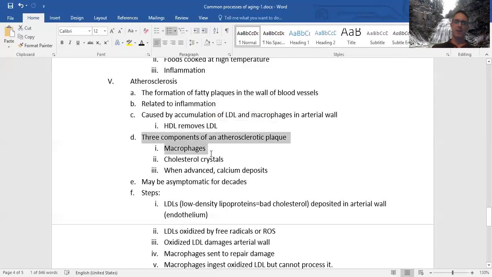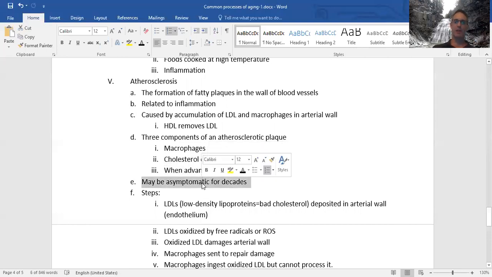There are three basic components of an atherosclerotic plaque: the macrophages, so the white blood cells that we just talked about; cholesterol crystals, meaning they're no longer in solution, right? They've crystallized. And later in an atherosclerosis, when it becomes more advanced, there's also calcium deposits there. And that's why this is a subtype of arteriosclerosis.